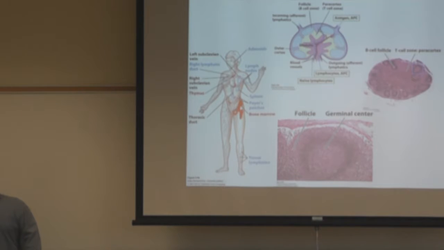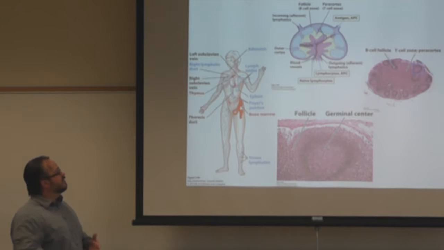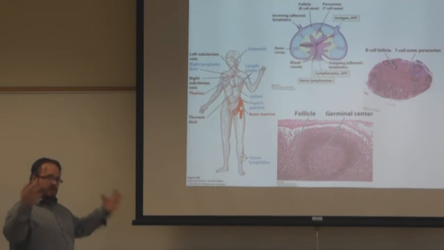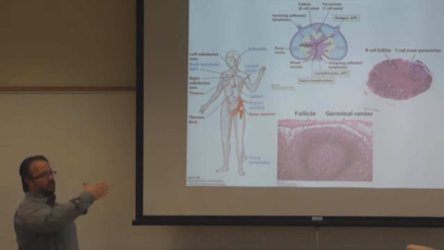And then we have our outer cortex. The outer cortex is going to be rich in B cells and dendritic cells. So these are the antigen presenting cells. These are what are going to pick up that antigen. So we have antigen coming in.